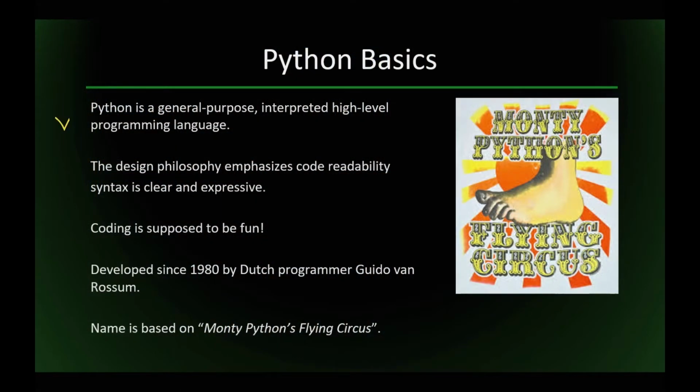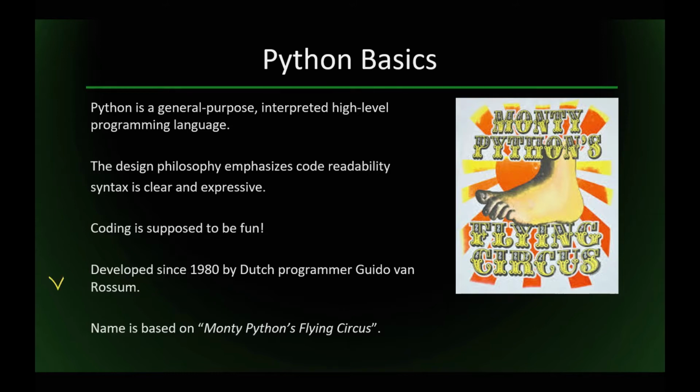So Python is a general purpose interpreted high-level programming language. So what does that mean? It means it's powerful, and it means it's simple to use. So the design philosophy is that it's readable, so that means everyone who understands the basic principles of the syntax can read the code and understand what's going on.